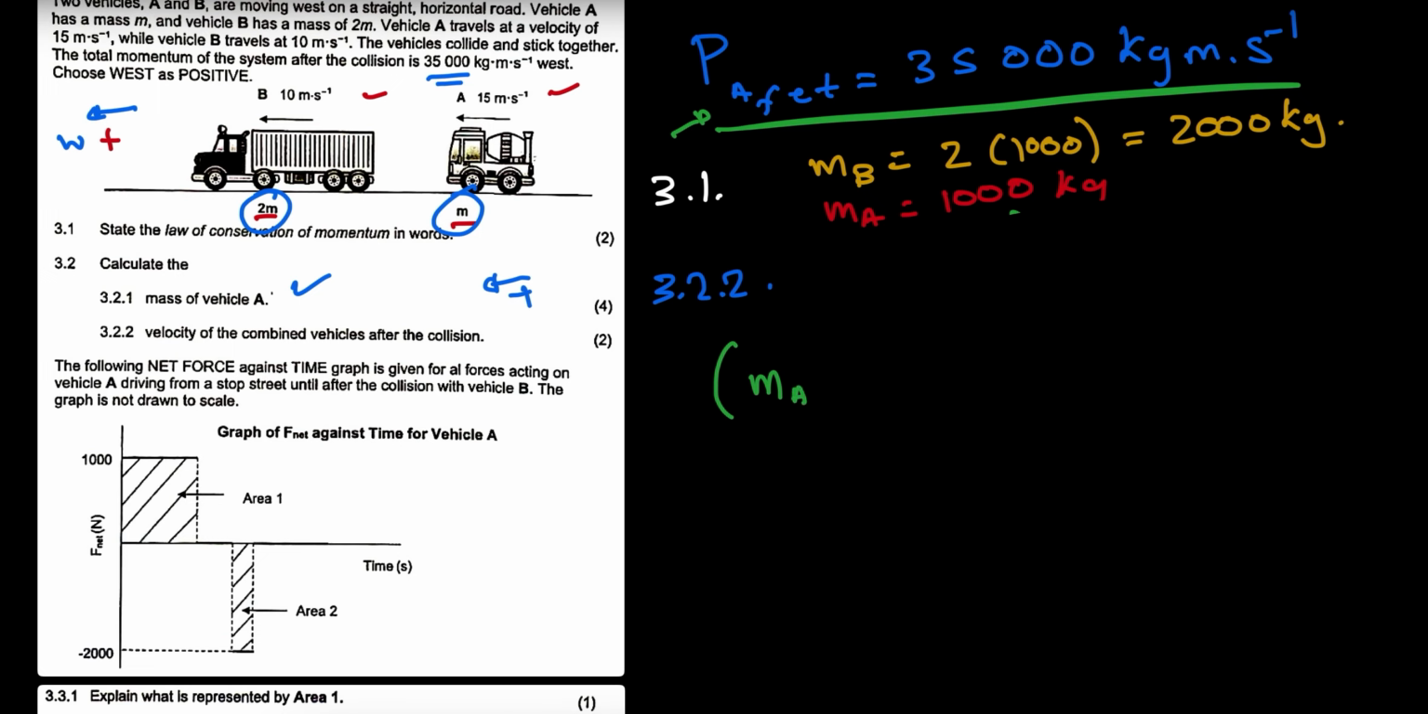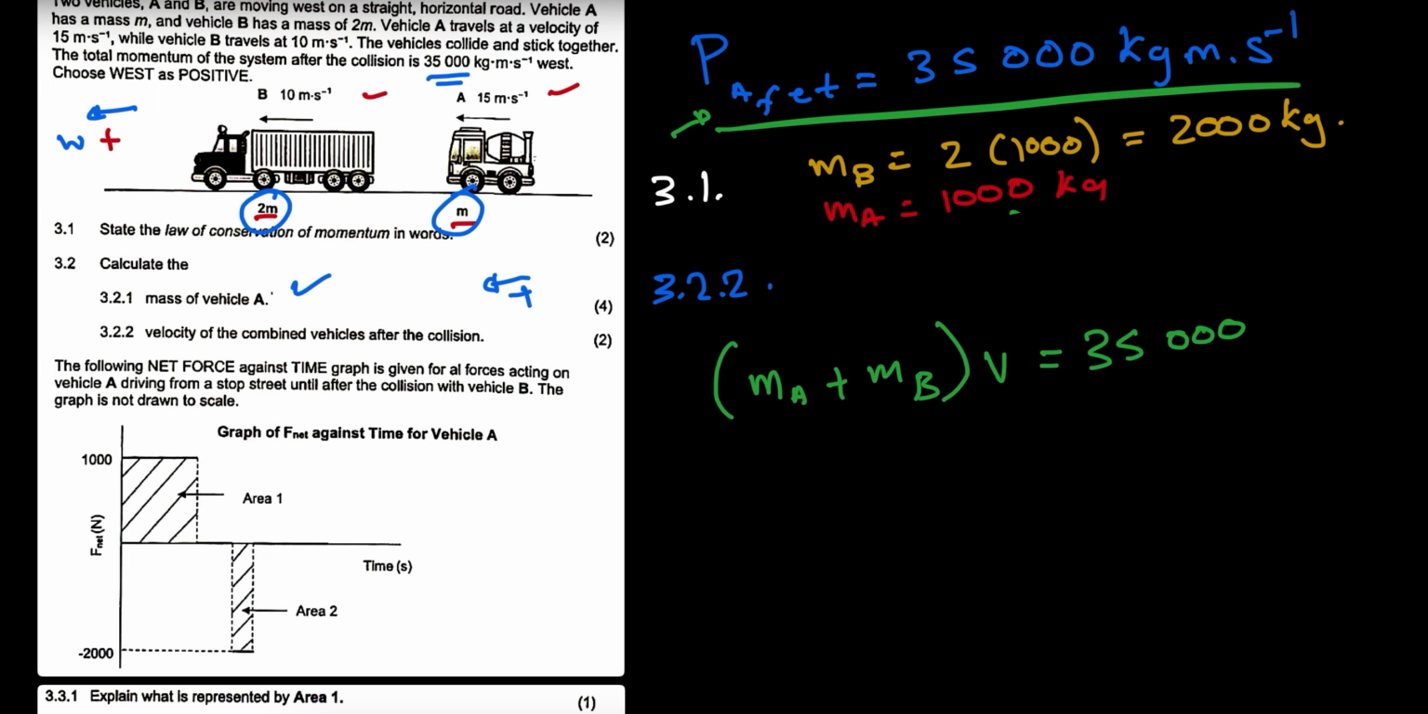Mass of object A plus mass of object B, since they are together and they will be having the same speed. So we add the masses, we multiply them by the speed. That should give us the momentum after the collision. And the momentum after the collision was 35,000.